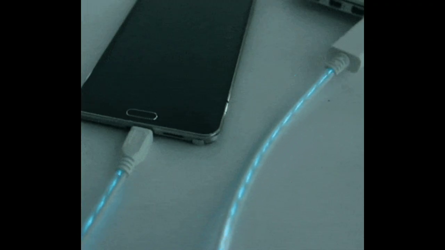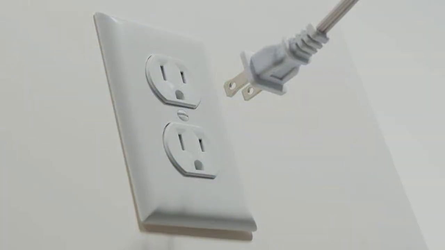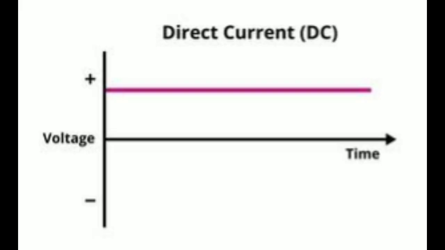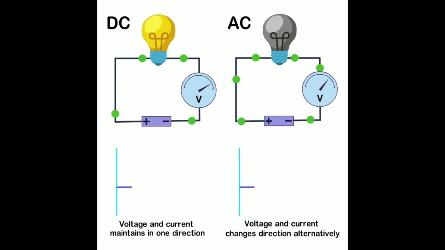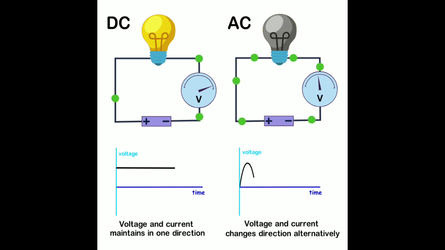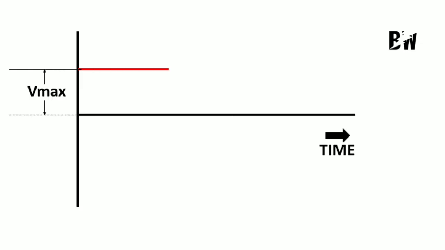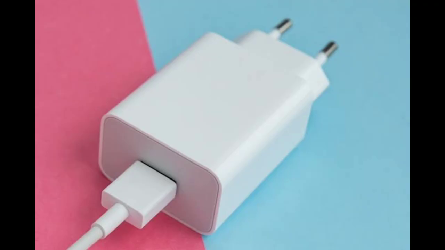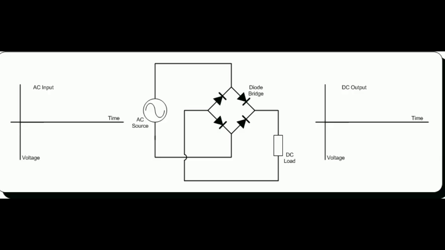First, the electricity coming out of your wall socket is 220 volts of alternating current, or AC. That means the current isn't flowing in one direction. It's constantly switching back and forth, 50 times a second. But your phone, it's delicate. It only wants a smooth, steady 5 volts of direct current, or DC. No switching back and forth, just a calm, steady stream. So the charger has a big job: reduce the voltage dramatically and convert AC into DC, all safely and efficiently.